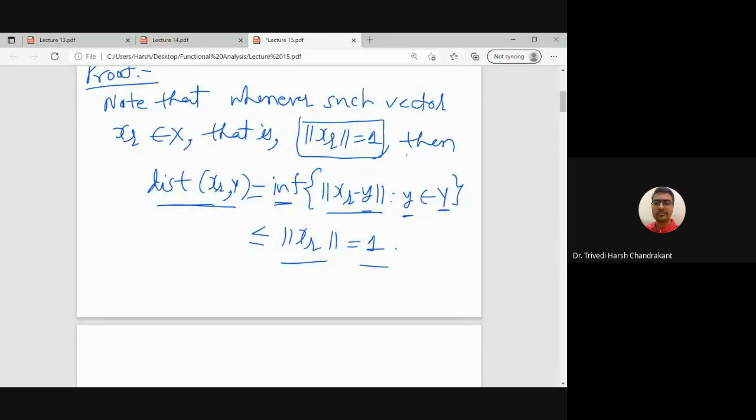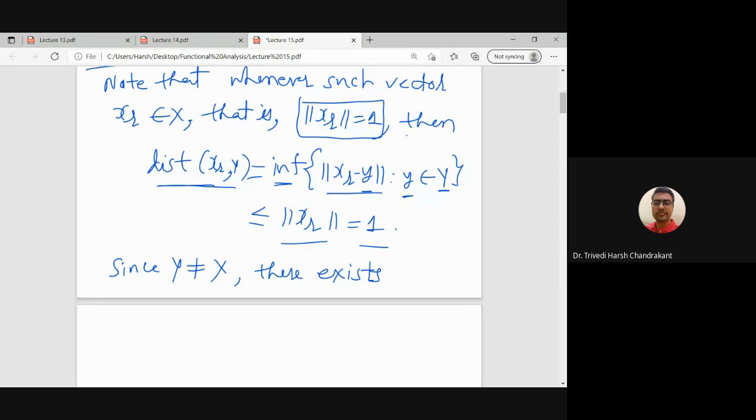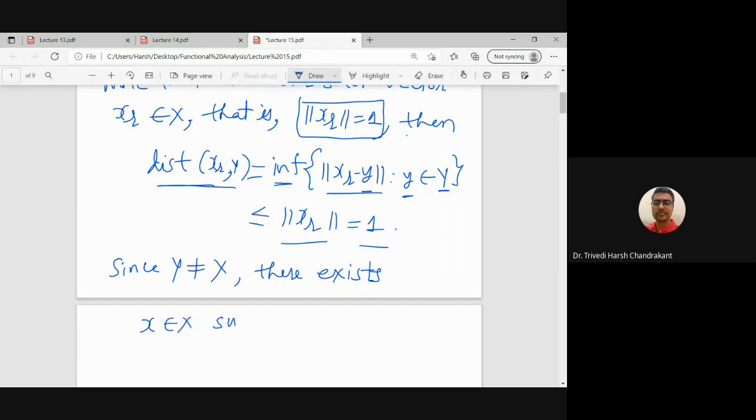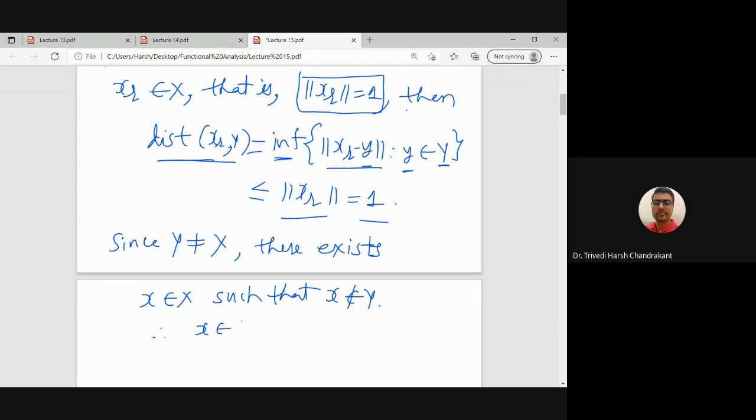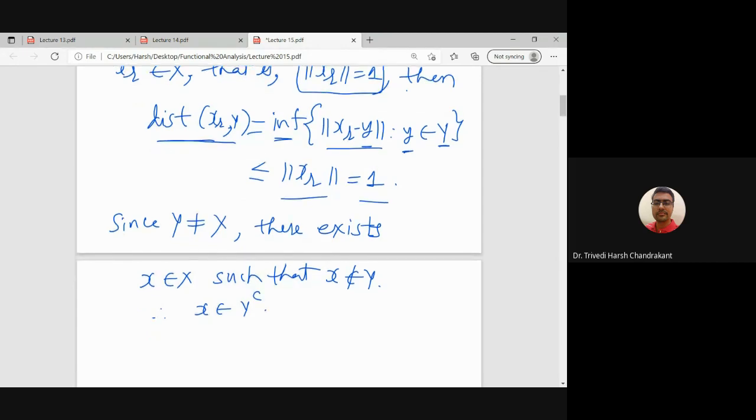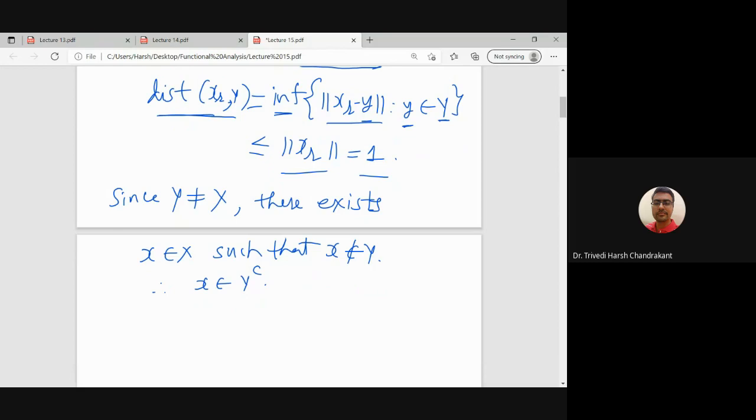So since Y is a proper subspace, Y is not equal to X, and that means there exists at least one vector, because Y is a subspace, so Y is a subset of X, but Y is not equal to X. That means X has some vector which is not in Y. So there exists x in X such that x is not in Y. So basically, x is an element of X minus Y. So since x belongs to X minus Y and Y is closed, what can we say about distance of x with Y?